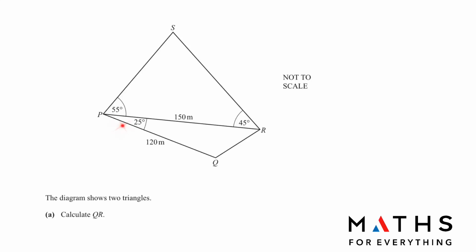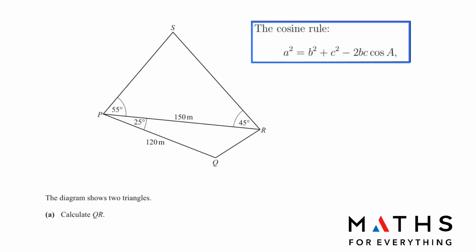You have two sides and an included angle. Whenever you have two sides and an included angle, it means we have to use the cos rule. This is the rule: a square is equal to b square plus c square minus 2bc cos A. Let's just look at the triangle that we are interested in. We want to find QR.